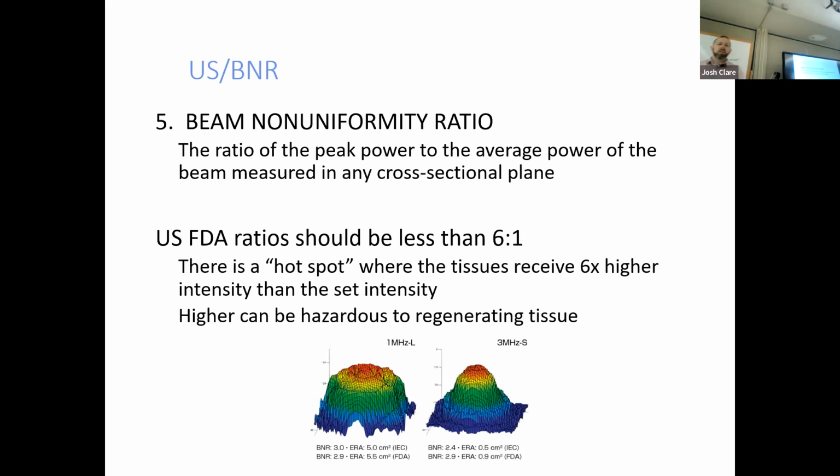The FDA regulates that it should be less than 6:1 ratio, so that there's a hot spot which receives roughly 6 times higher intensity than the set intensity. So it can be hazardous to regenerating tissue. Another reason why we keep our ultrasounds moving the entire time.